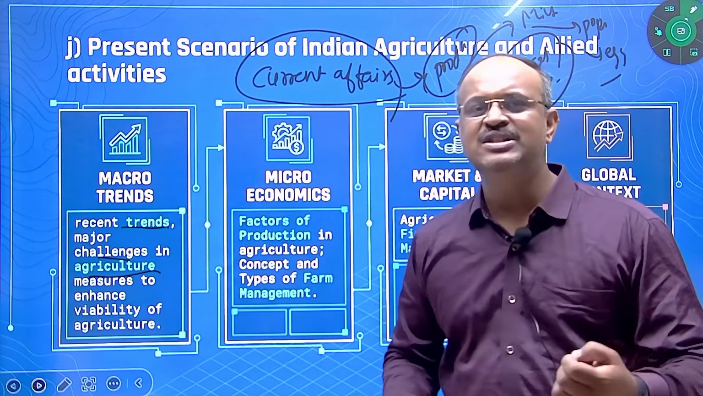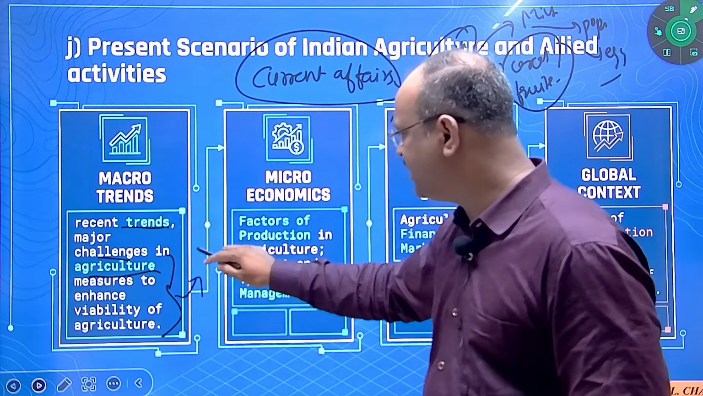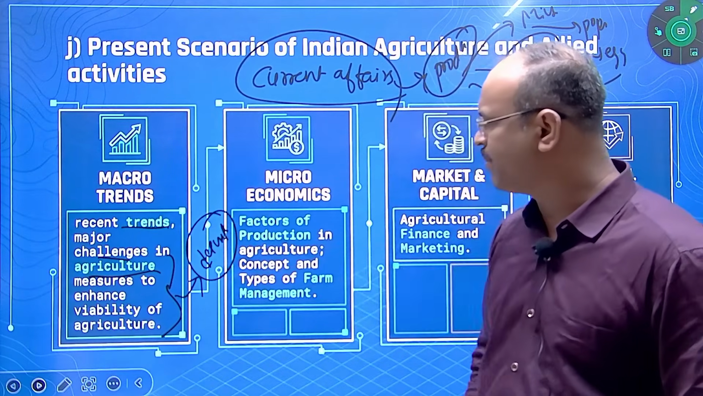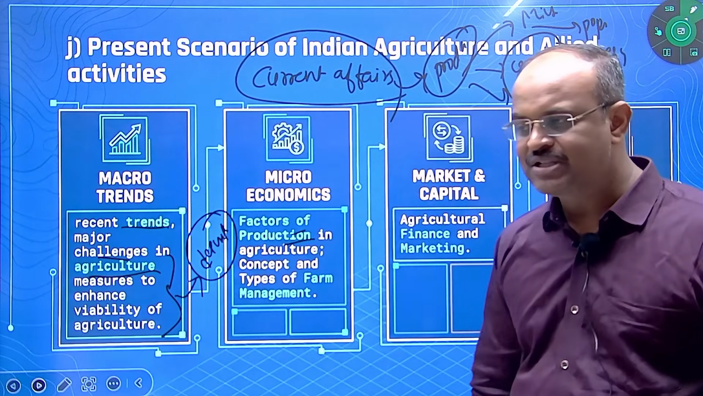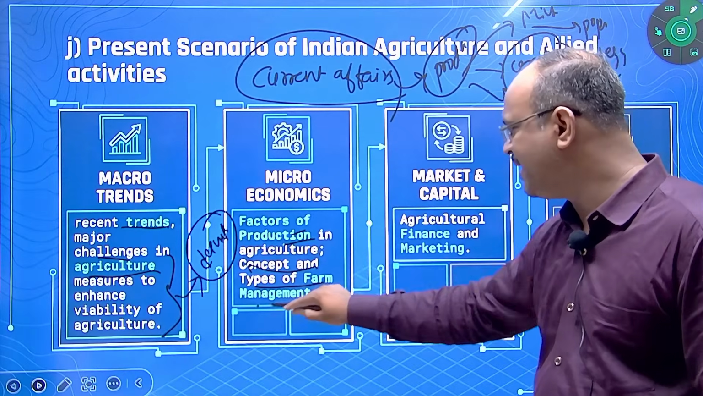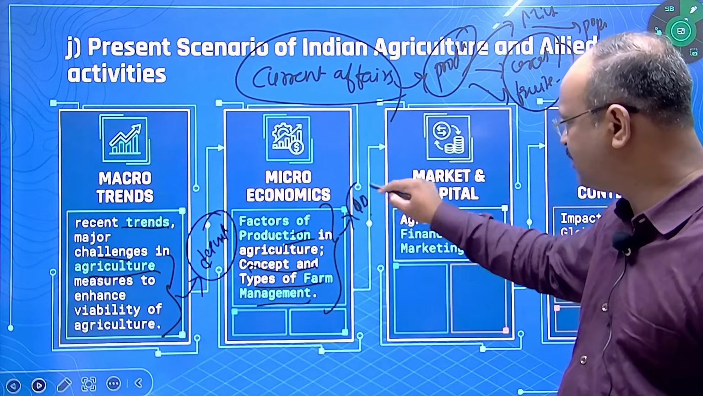Now what are the challenges with respect to agriculture? This is not an objective topic, remember, it is a completely descriptive topic. Then again, factors of production in agriculture, concept and types of farm management. This is again a descriptive topic.